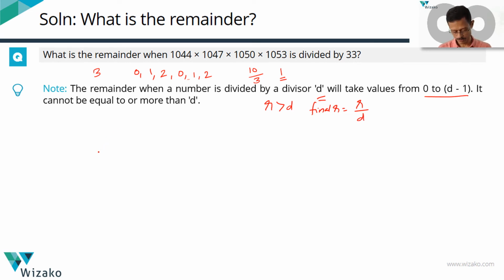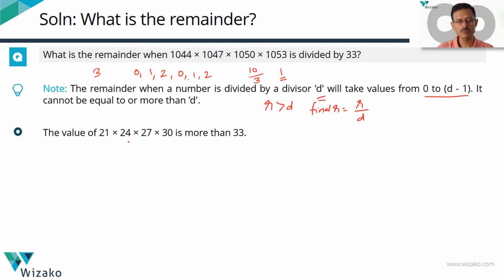That's what we're going to do, because the product of the remainders that we arrived at in step 1, 21 into 24 into 27 into 30, is certainly greater than 33. So we're going to be finding this product, dividing it by 33, and computing the remainder. But doing that is again a silly process, because it's going to be a painful number to find the product of all four of these.